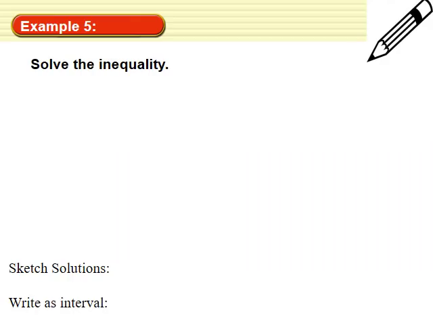Let's take a look at one more example. Let's solve for the absolute value of x plus 4 greater than or equal to 6. So start off, you want to write it as is. And you want to take care of the negative sloping side.